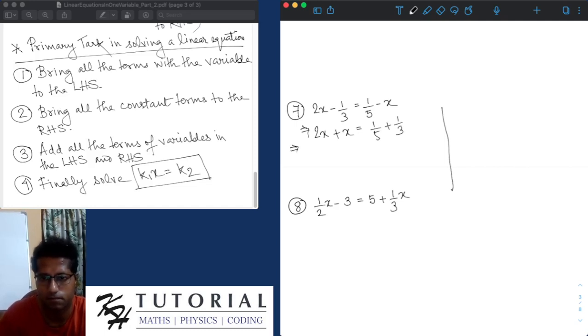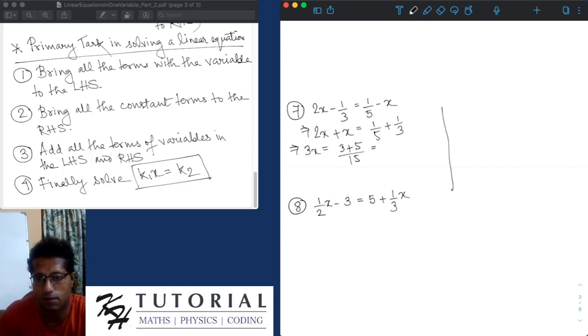Now I will add up the terms in the LHS and RHS. It becomes 3x equals 1 by 5 plus 1 by 3. Now here we are dealing with fractions, we have to add fractions. In this method you have to be very comfortable in doing addition and subtraction of fractions or decimals. So 1 by 5 plus 1 by 3, we know that it will be 3 plus 5 by 15. So we have to take the LCM of 5 and 3.